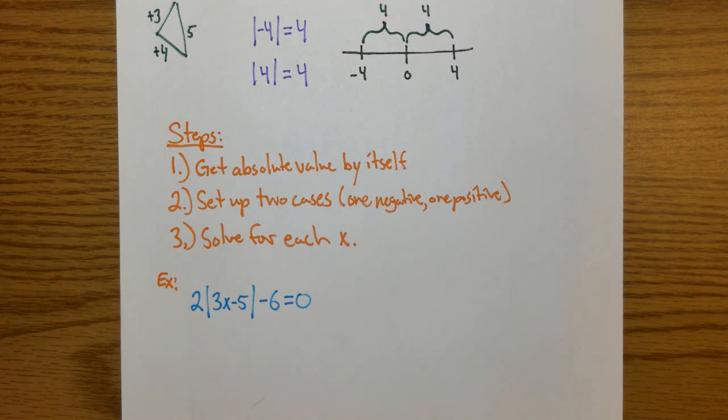Okay, so let's go through the steps of how to solve for x when dealing with an absolute value function. The first step is we want to get the absolute value by itself. So if there's anything being multiplied to it or added or subtracted to it, we want to do the opposite operation to get it by itself. Step 2, we need to set up two cases, one negative, one positive, which we'll talk about. And then finally, last step, solve for each x. We're going to have two equations, that's why I said each x.